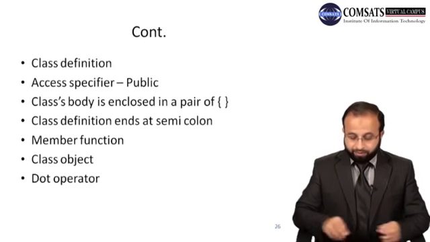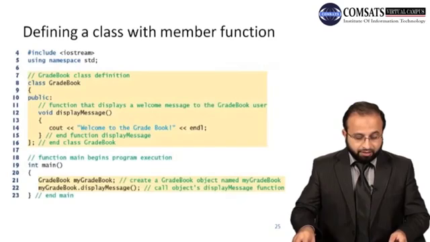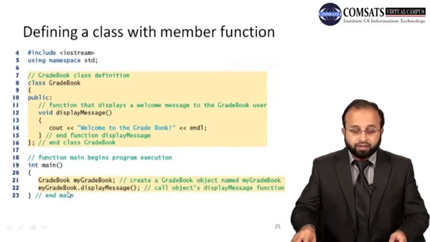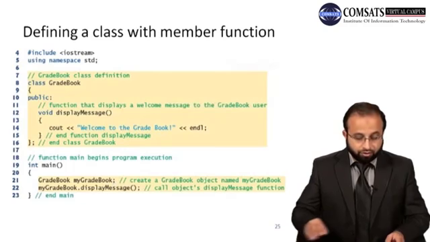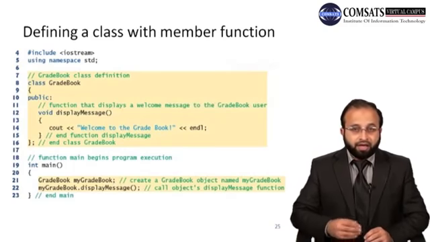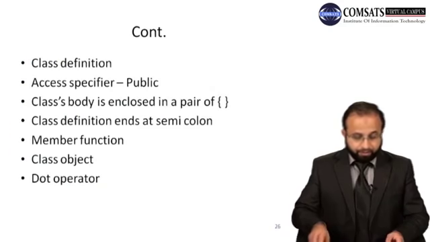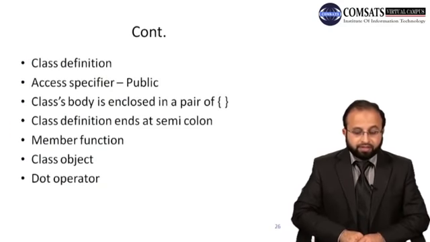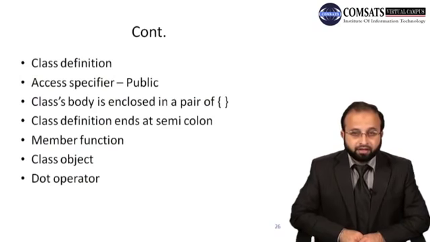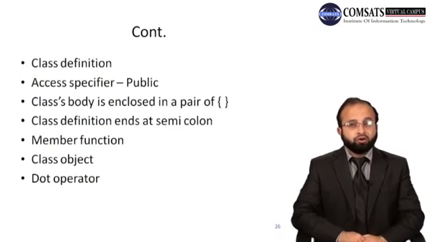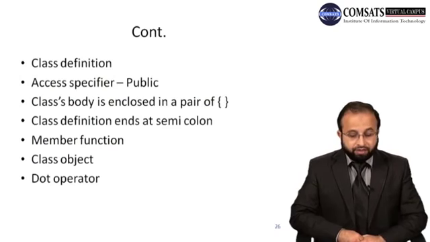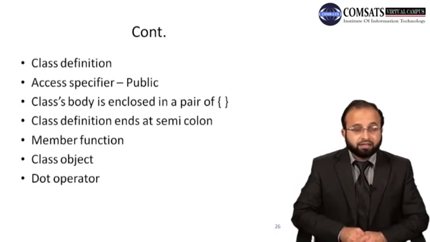And this is what we have seen in the previous slide. Let me show you again that you are accessing this display message function using the object my gradbook. Let's say we have another object, my gradbook 1. You can call the display message function with any of these objects, right? And then we have seen that the class body is enclosed in a pair of curly brackets, opening and closing, same as a function.